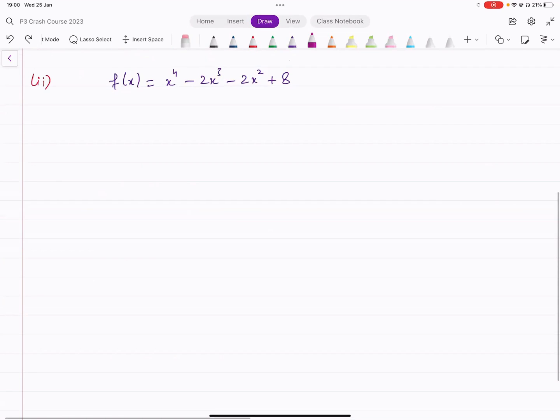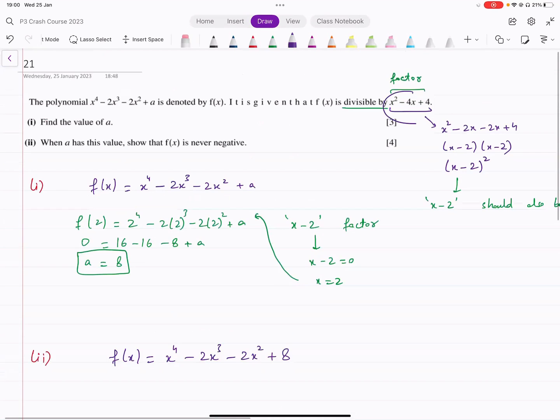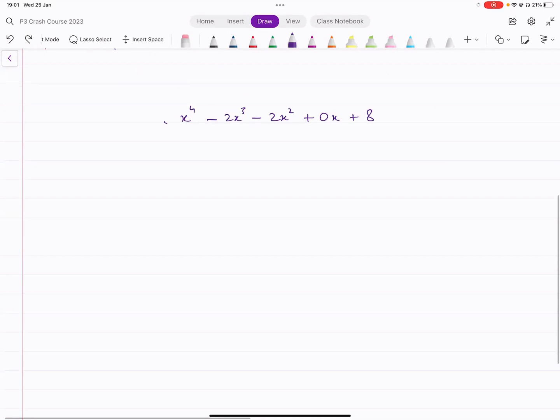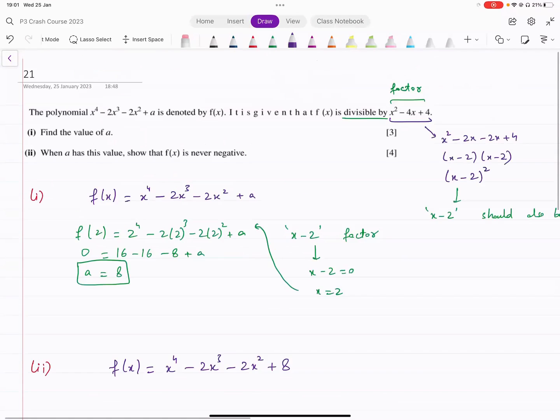Let's do this. We need to divide x raised to power 4 minus 2x cubed minus 2x squared. Remember, the x term is missing. So that's 0x plus 8. We need to divide this thing by this factor and find the other factor that's going to come in the quotient. x squared minus 4x plus 4. Let's divide it by that. x squared minus 4x plus 4. Okay, let's do this division.